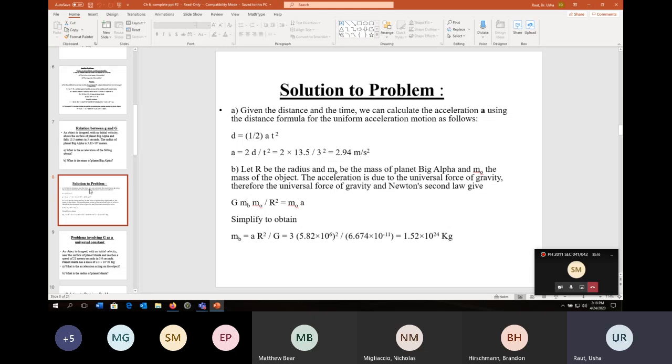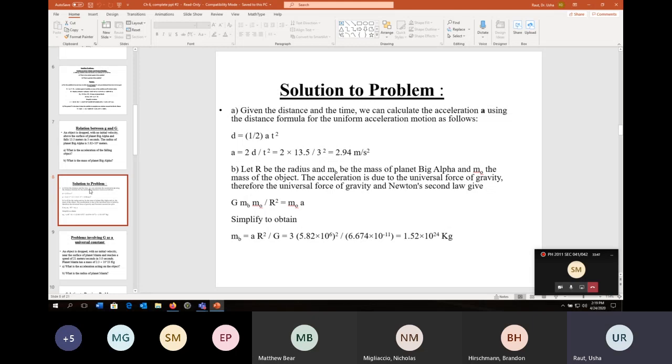So its weight is m0a, and the pull of gravity is G m mB, where B is the mass of big alpha. So you're trying to equate Newton's universal gravity force between the object and big alpha to the weight of the object on big alpha. So you get that equation that's, in the B part, the main equation. And then you simplify and you get the mass of big alpha is AR squared over G.